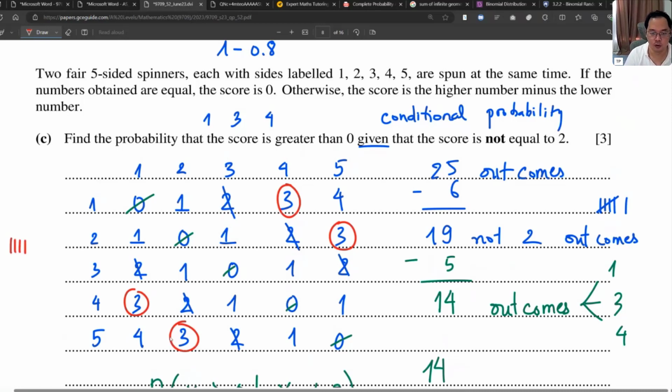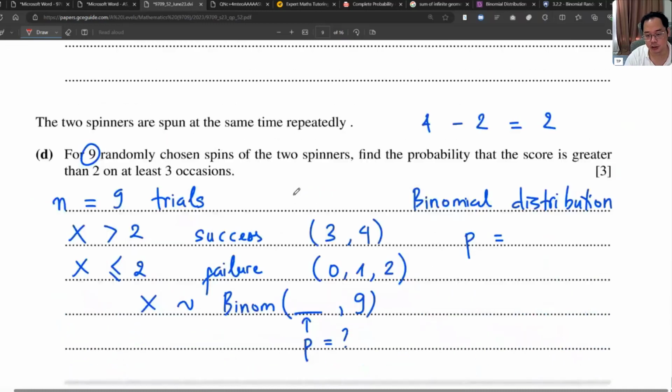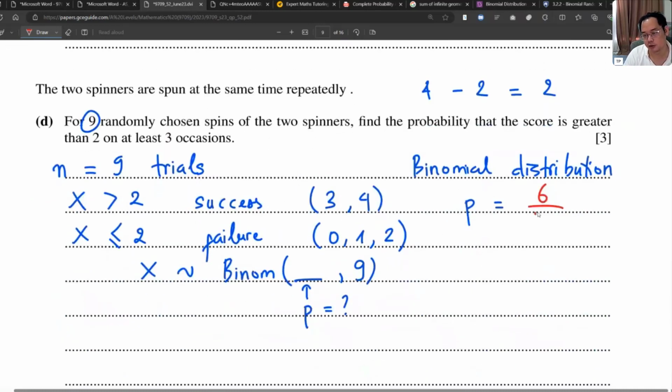Okay, and for the value 4, we have only 2 outcomes, 4 here and 4 here, and therefore there are 6 outcomes that we get the value 3 and 4 among the 25 outcomes, and therefore the probability of success for this distribution, P, is 6 over 25, okay? The probability of success, and therefore the probability of failure, Q, is 1 minus P, which is 1 minus 6 over 25, and it results in 19 over 25.